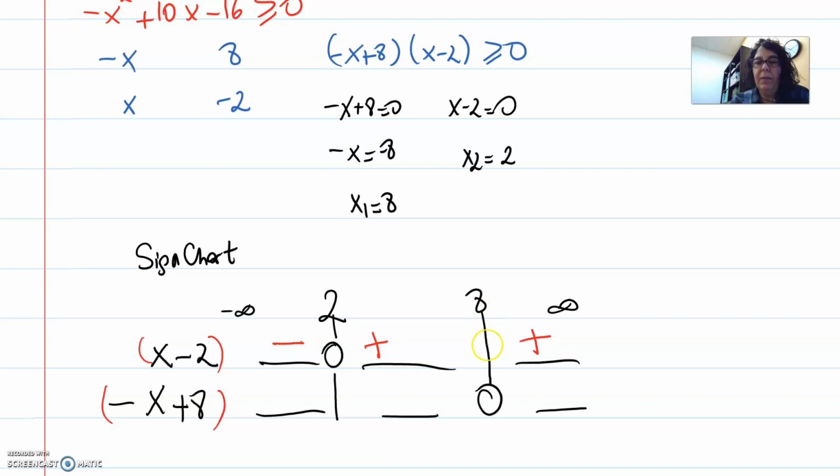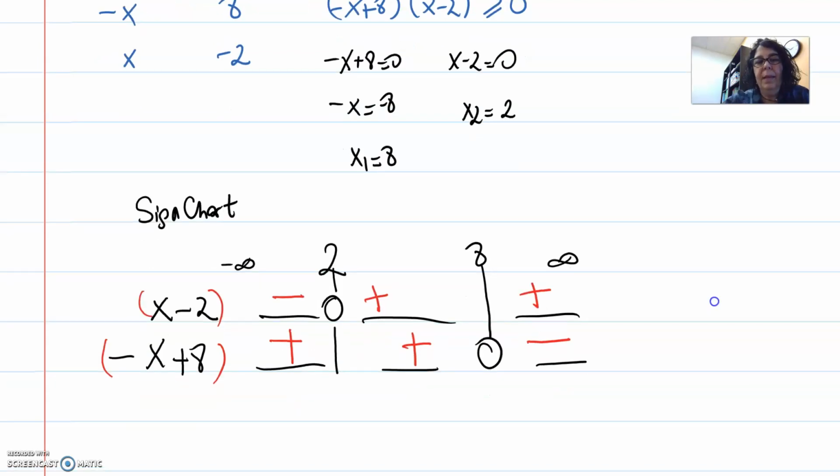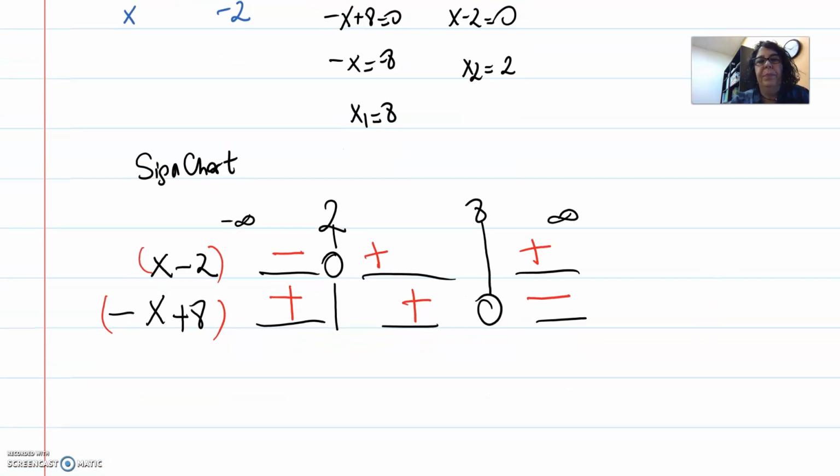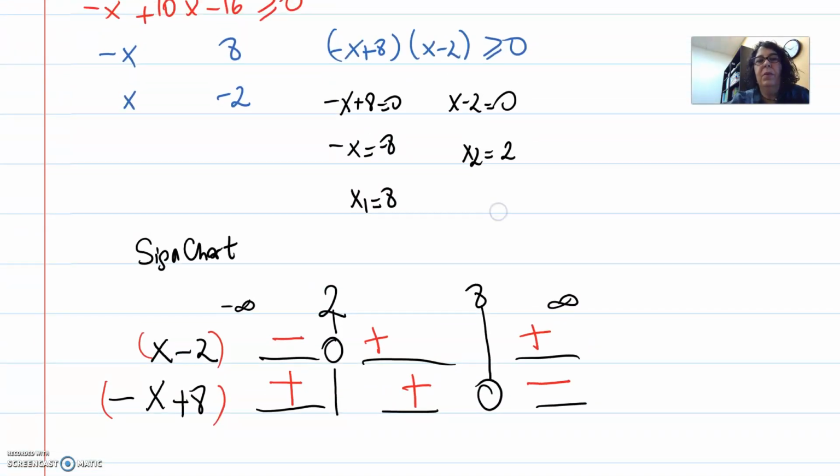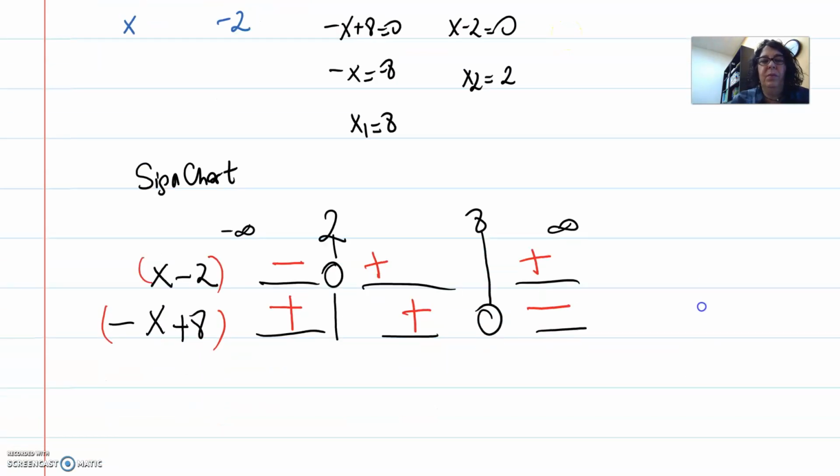I'm going to go to 8. 8 is a root for negative x plus 8. The leading coefficient here is negative 1. So the right-hand side of the root will be negative, and the left-hand side will be the opposite. And it will continue as is because there are no roots. Then I will multiply them, because this is a multiplication, right? Negative x plus 8, quantity, times x minus 2, quantity, and it should be greater than or equal to 0. This is what it says.